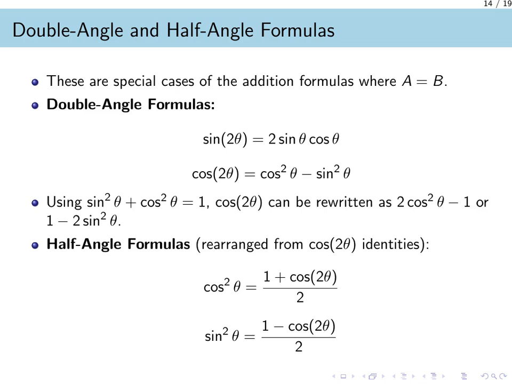Now if we take that identity for cosine of 2 theta and algebraically rearrange it, we can solve for cosine squared of theta and sine squared of theta. This gives us the half-angle formulas, which express these squared terms using only cosine of 2 theta. For example, these are extremely helpful in integral calculus for rewriting expressions that are hard to integrate. The main thing to remember is that these formulas give us a direct way to relate the trig functions of an angle to the trig functions of twice that angle.